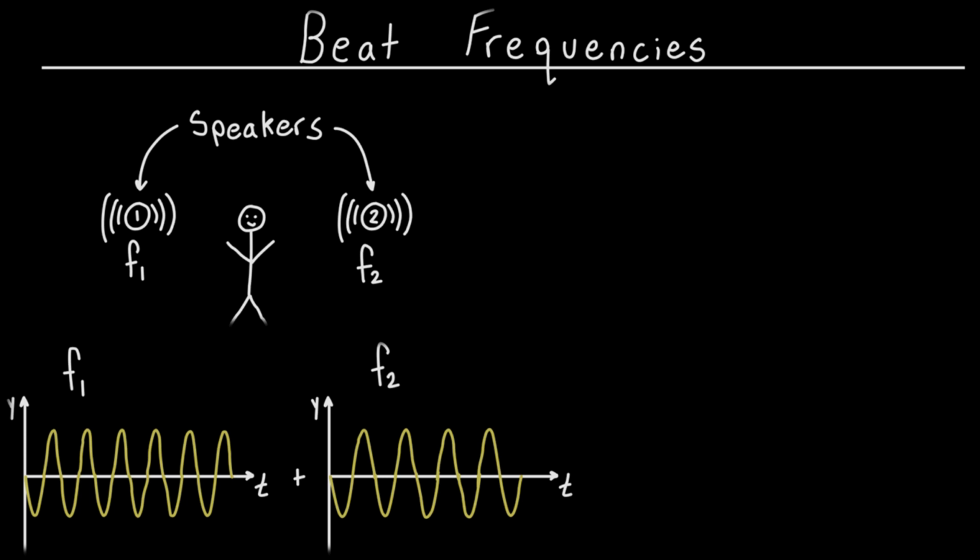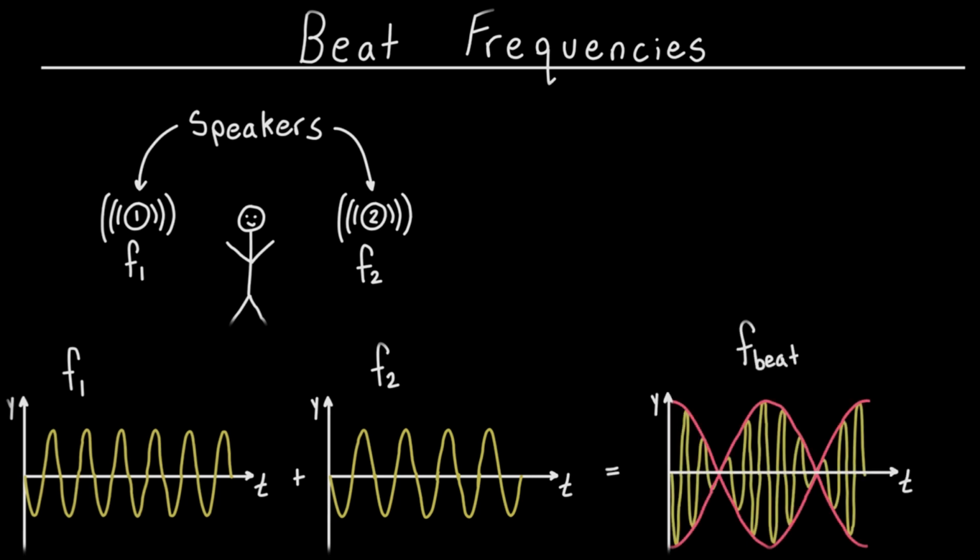Now let's think about what's going to happen to the person standing between these two speakers. They're going to hear the sound from speaker 1 and speaker 2, and what's going to happen is those two sound waves are going to add together. So there'll be certain times when those sound waves add together constructively so that their amplitude will be very high, and then there'll be certain times where the sound waves will add together destructively, so the sounds will cancel out.